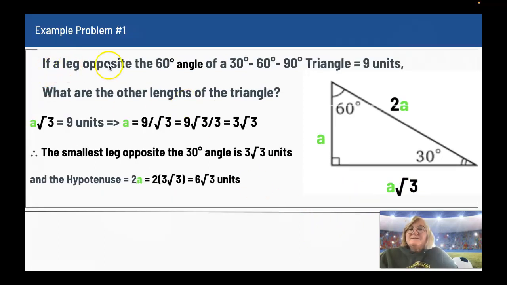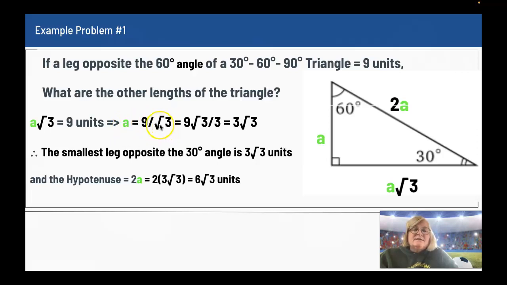If the leg opposite the 60-degree angle of a 30-60-90 triangle is 9 units, I can find the side opposite my 30 degrees and my hypotenuse. What are the other lengths of the triangle? Well, a square root 3, opposite the 60 degrees, I know is 9 units, so if I divide both sides by square root 3, I get a equals 9 divided by square root 3.